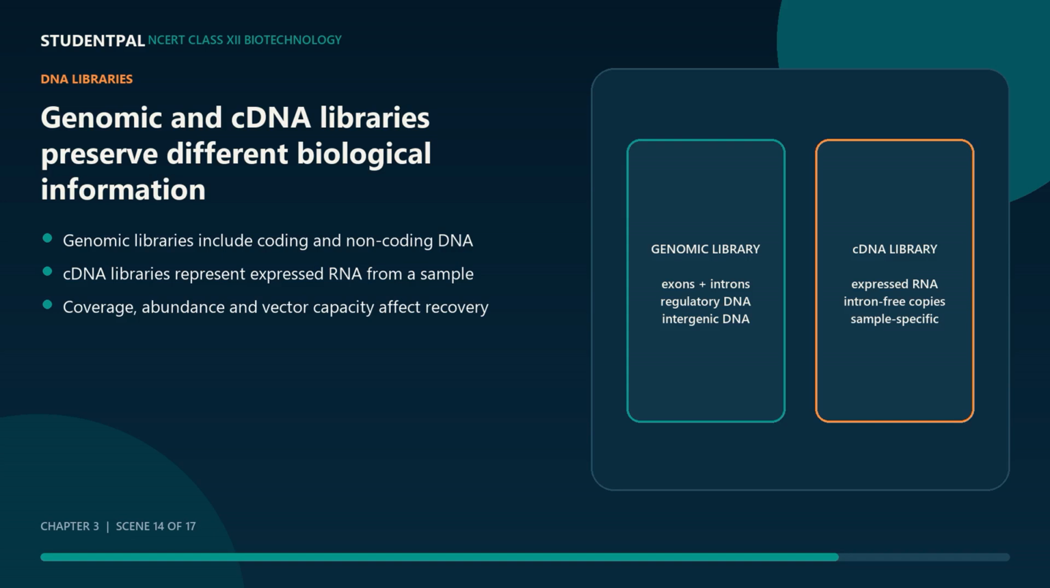Choose the library from the question. To study gene structure or regulatory DNA, a genomic library may be required. To obtain an intron-free coding sequence or compare expressed genes, a cDNA library may be more useful. Recovery depends on fragment size, vector capacity, number of independent clones, genome size, transcript abundance, and screening strategy. A library is a population whose usefulness depends on representation, not merely a box containing many clones.